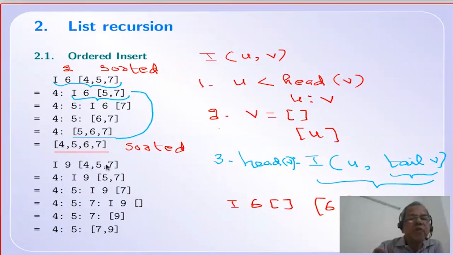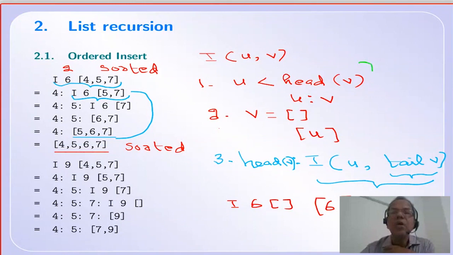ordered insert 9 into 4, 5, 7. Then insert 9 into 5, 7. Then insert 9 into 7. Then insert 9 into the empty list. Inserting 9 into the empty list is simply 9. Then prepend 7, prepend 5, prepend 4. Okay. That's all.